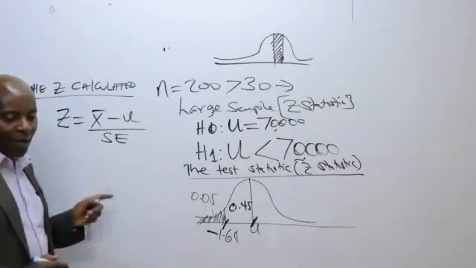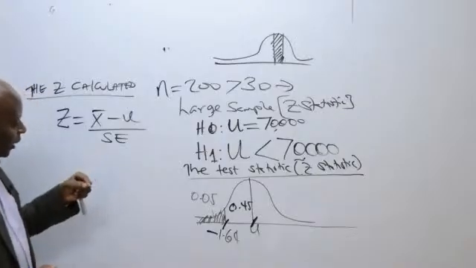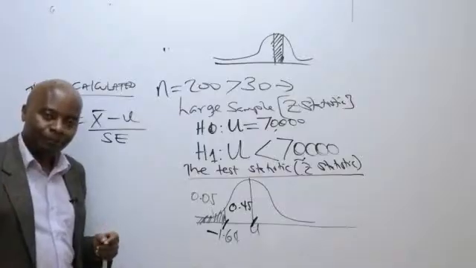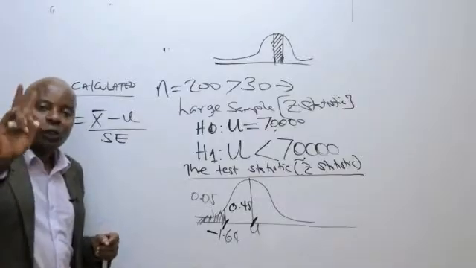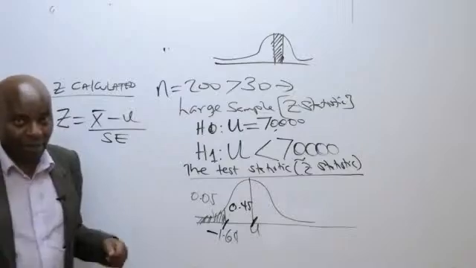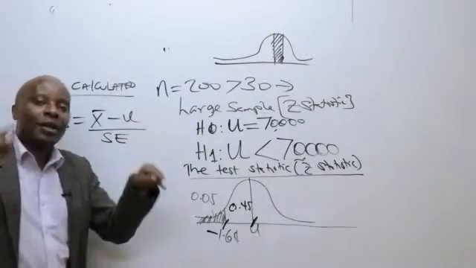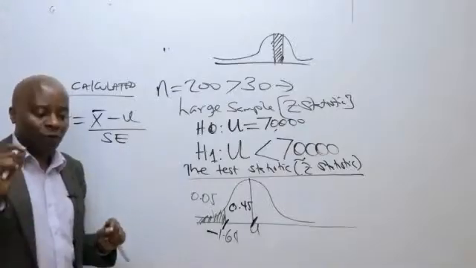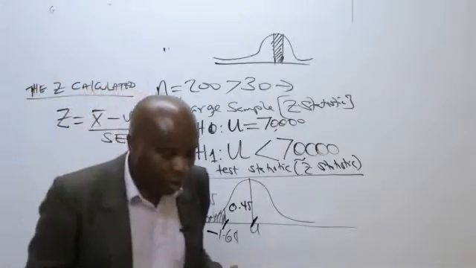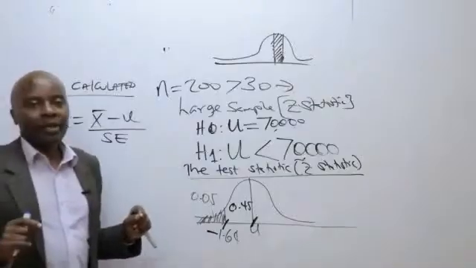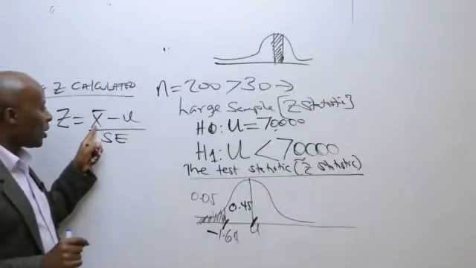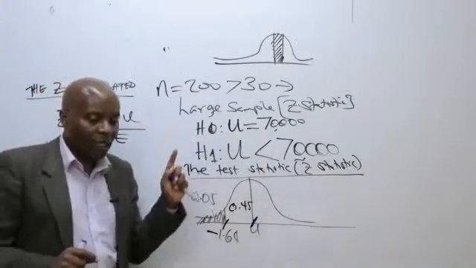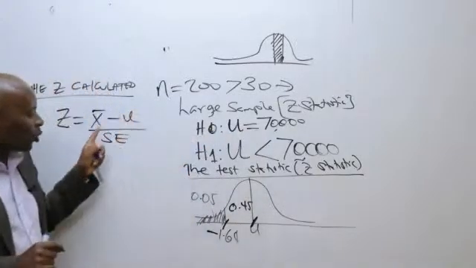The standard error. Now, this great lady has gone ahead and done some sampling. She sampled 200 accounts, quite a big sample. Out of the 200 accounts she sampled, she got a mean receipt of 66,000. So the sample mean is 66,000, and the population mean is 70,000. But what about the standard error?